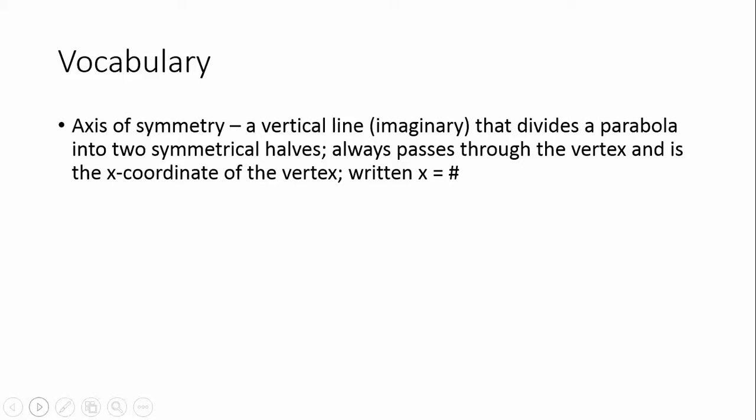And I put in this definition that it's imaginary because it's actually not part of the graph. When we draw in the axis of symmetry, we draw it in as a dotted line because, again, it's not part of the parabola or part of the actual graph.